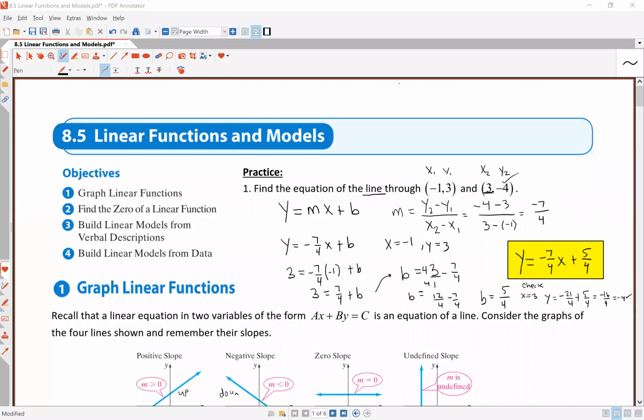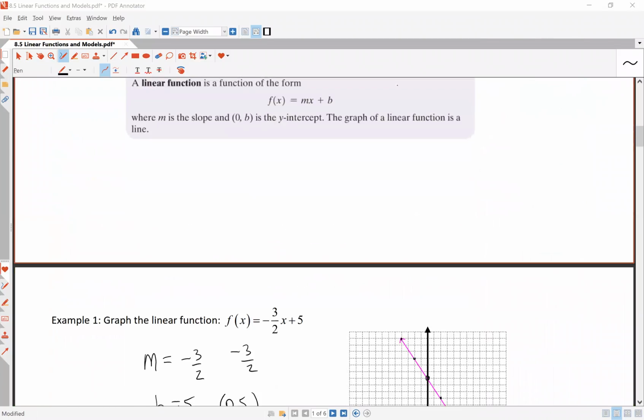This video covers Section 8.5, Linear Functions and Models. Objective 2, find the zero of a linear function.